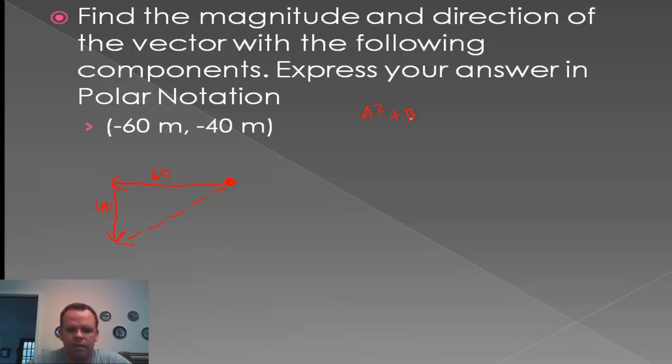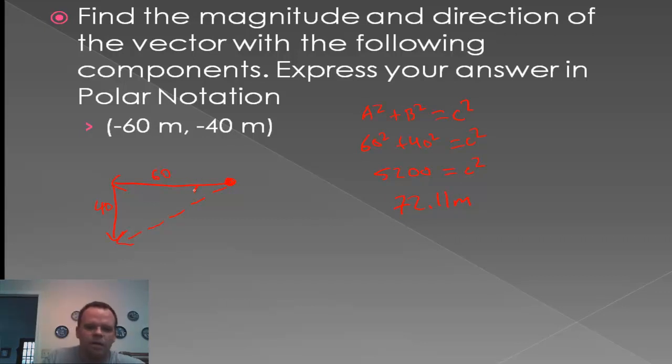A squared plus b squared equals c squared. So 60 squared plus 40 squared equals c squared. 5200 equals c squared. Take the square root of that. I get 72.11. So it's going to be 72.11 meters long.